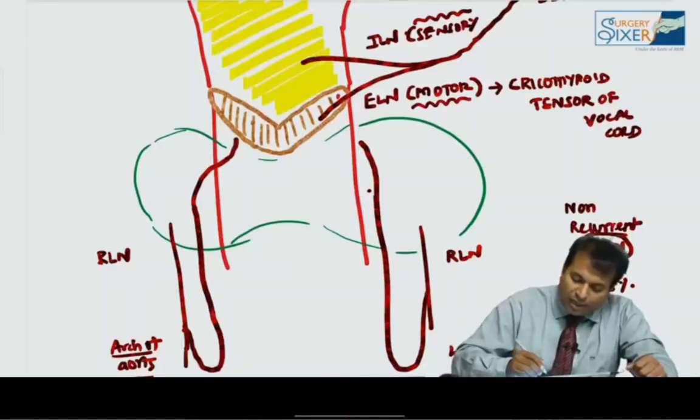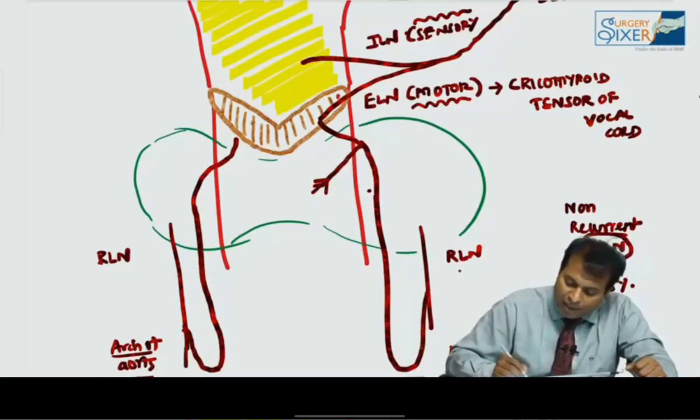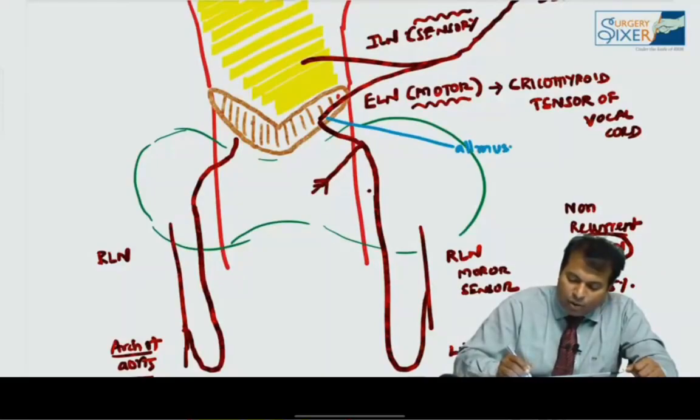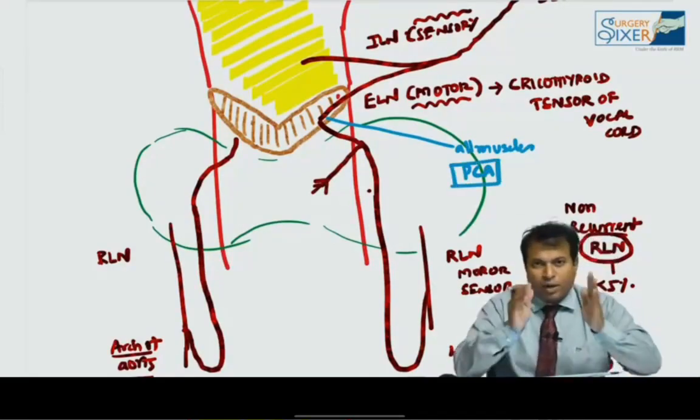Now, the recurrent laryngeal nerve has both motor as well as sensory supply. Please remember that. So what is the motor supply? It supplies all the muscles of the vocal cord, including one important muscle, the posterior cricoarytenoid muscle.